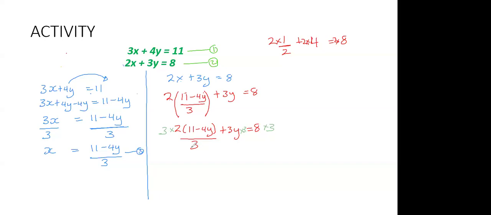So what will happen? This 3 down here will cancel with this 3. So here I'm going to remain with the 2 into 11 minus 4y plus 3y times 3 will give me a 9y is equal to 8 times 3. 8 times 3, I'll end up with 24.